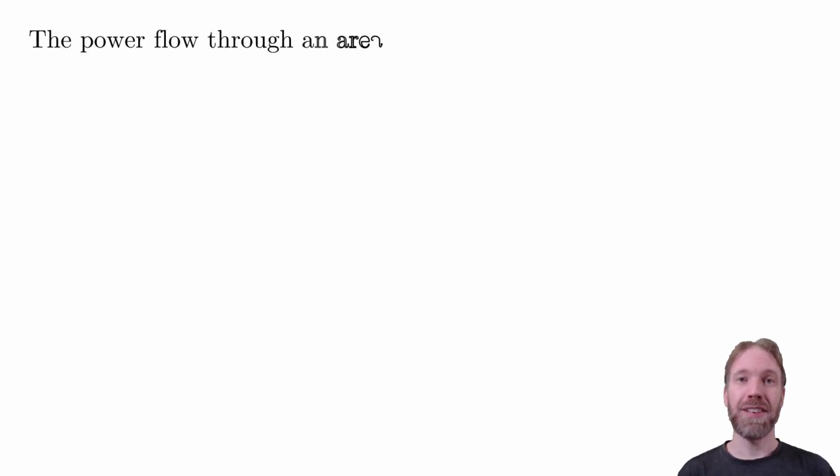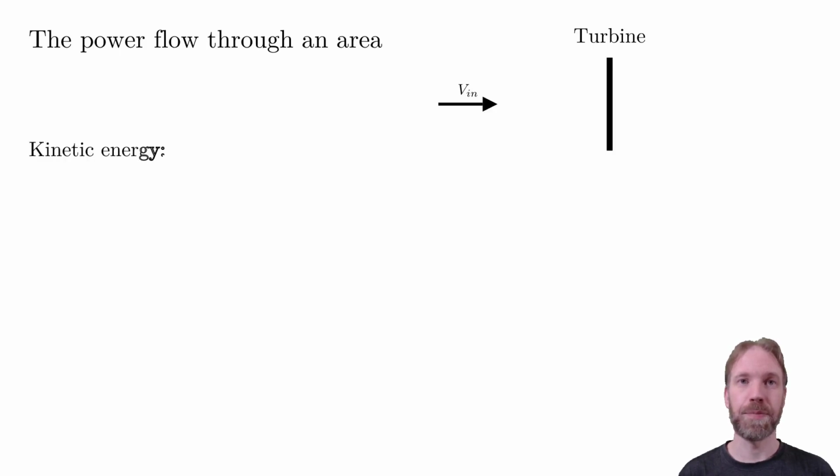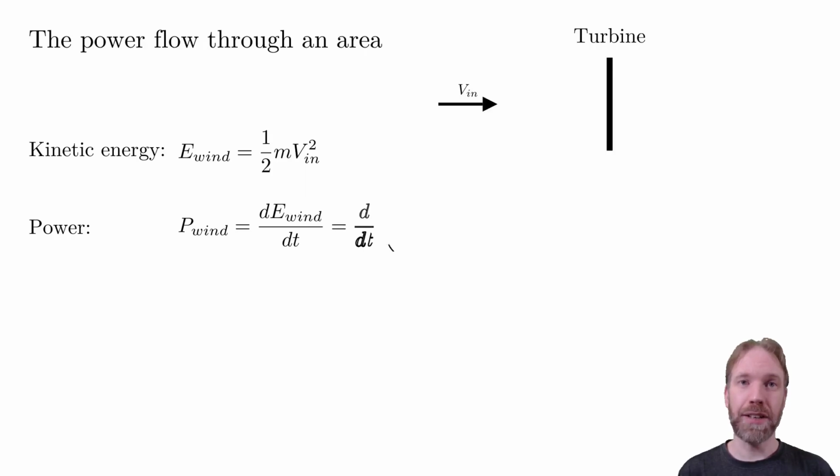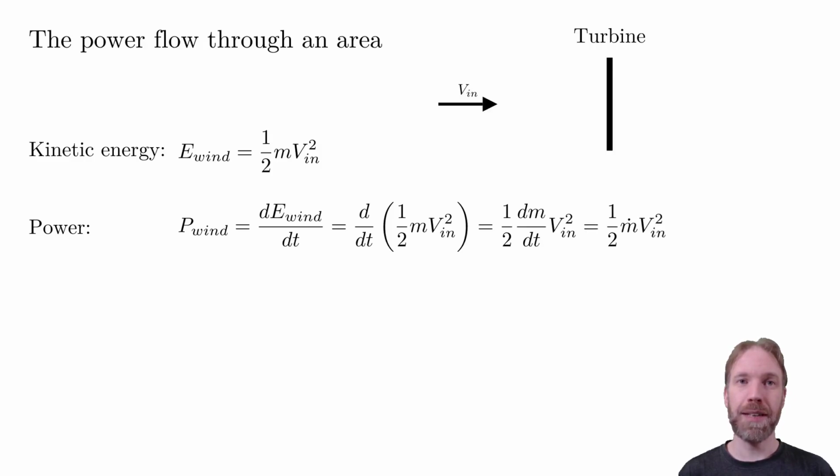In wind power, we have a flow of kinetic energy from the wind. Now, assume that we have a cross-sectional area, here represented by our turbine. Define the incoming wind speed as V in. The kinetic energy is given by 1/2 times mass times velocity squared. To calculate the power, we take the time derivative of the energy. Here, the variable that changes with time is the mass passing through the turbine. This is called the mass flow, dm/dt, which we'll denote as m dot.